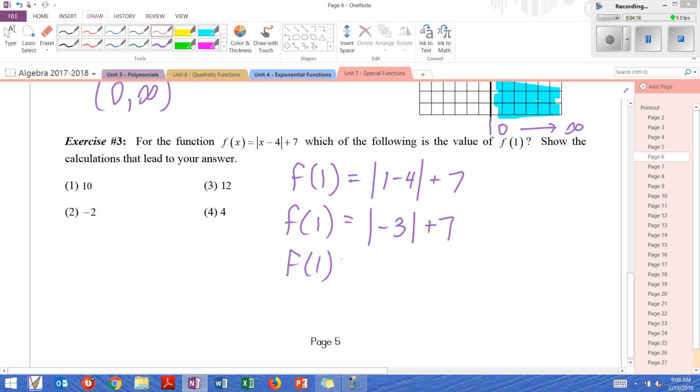And I'm just copying and pasting. Absolute value of -3 is +3. So 3 plus 7 is 10. So f of 1 is 10. Another way that we could look at this is that the point (1, 10) would fall on the graph of f of x.